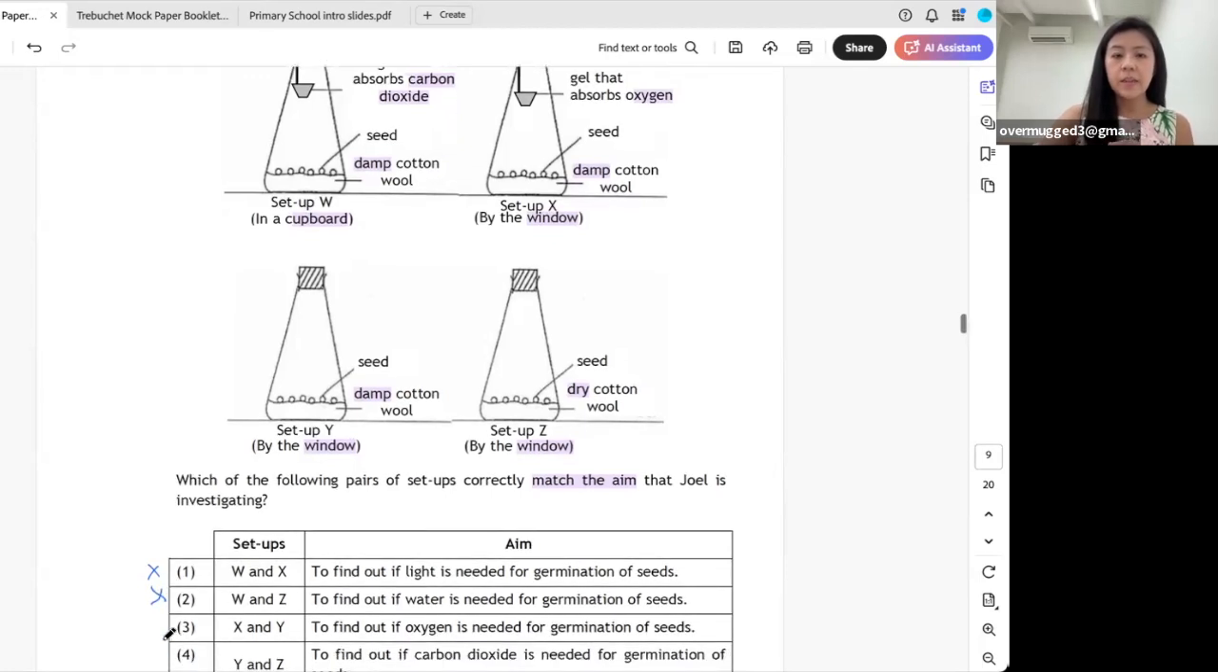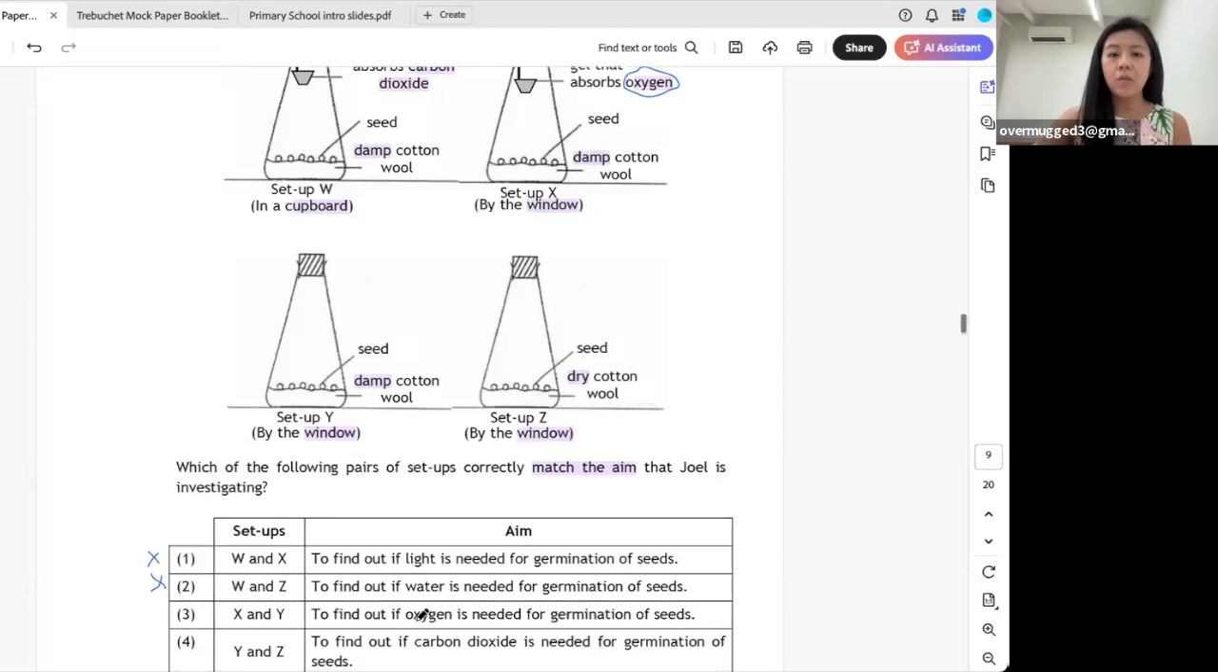Okay. Now for the third option, X and Y, if you look at X and Y, the only change variable here is the presence of this gel that absorbs oxygen. Number of seeds is the same. The type of cotton wool is the same. And then where the setups are placed is the same. Now let's look at the aim then.